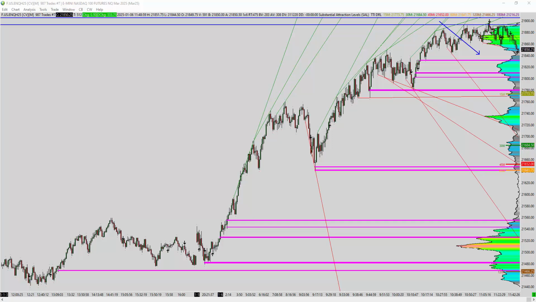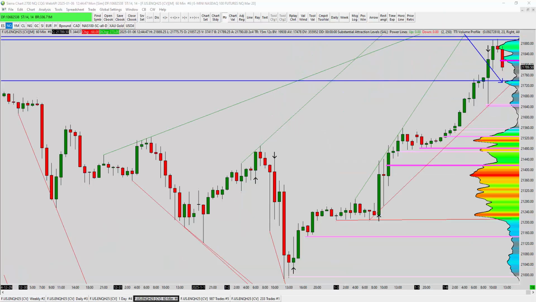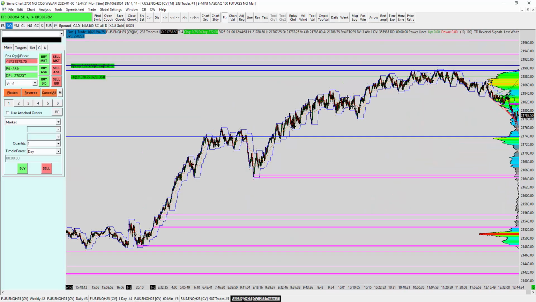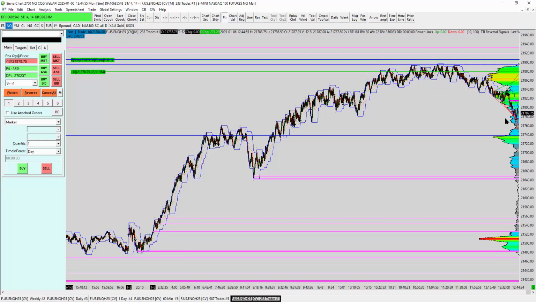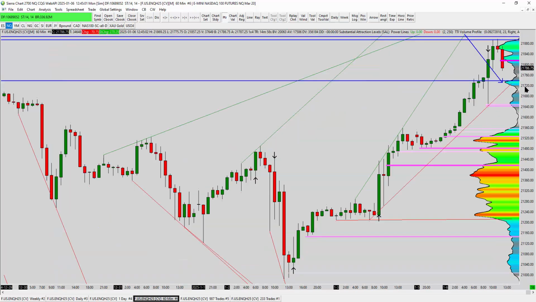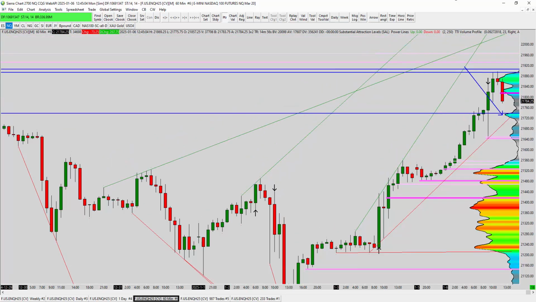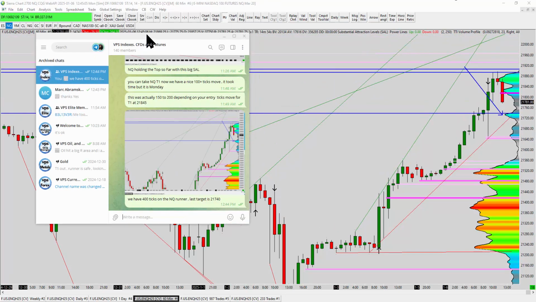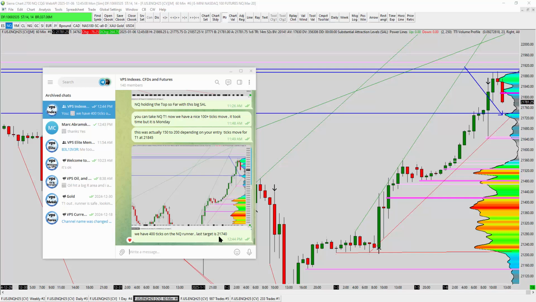We actually got 140 ticks to 200 ticks on the first target, depending. On the NQ, we have about 400 or over 400 ticks on the runner, depending on your entry. And as I mentioned to everybody just now, my last target will be this price here, which is 21740.